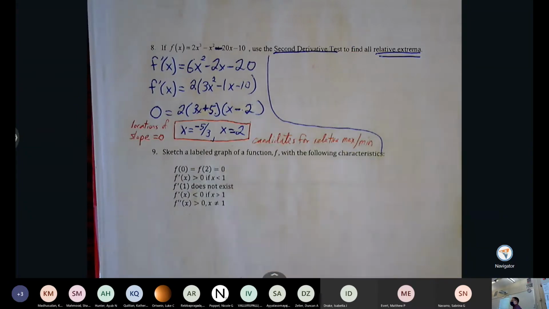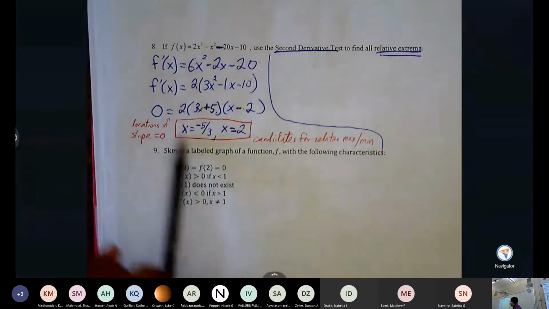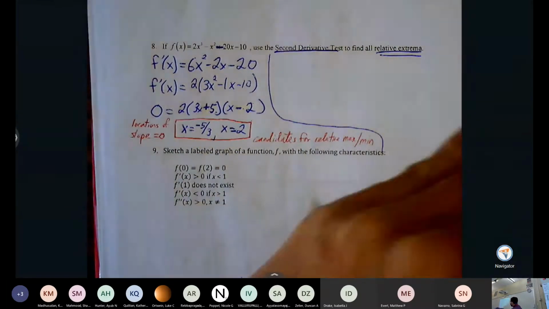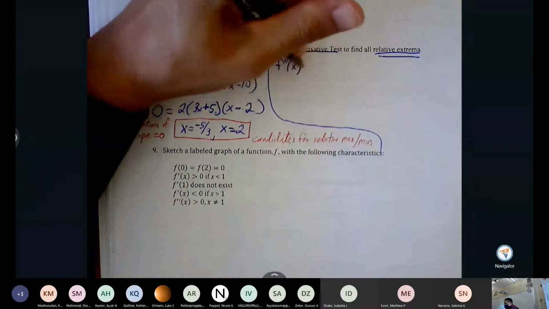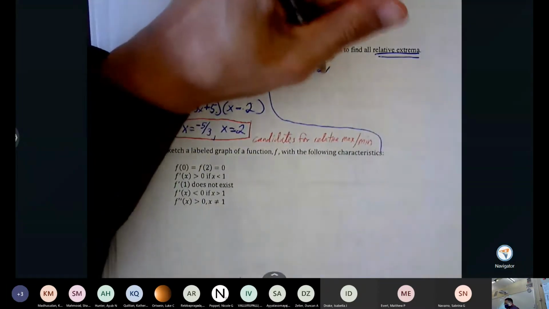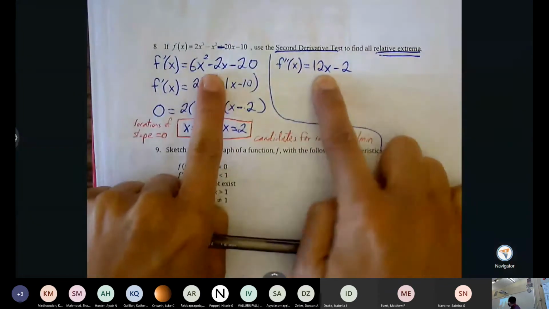So what do we do now? Now we can find the second derivative, right? So we're not using a sign line. We're going to take this and dump it into the second derivative function. So f double prime, right? First derivative to second derivative, we just go through power rule.